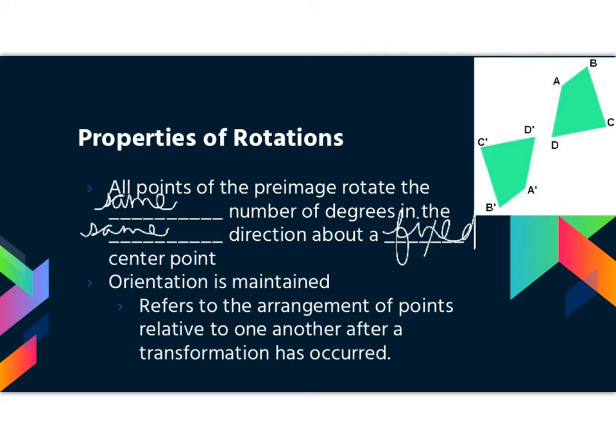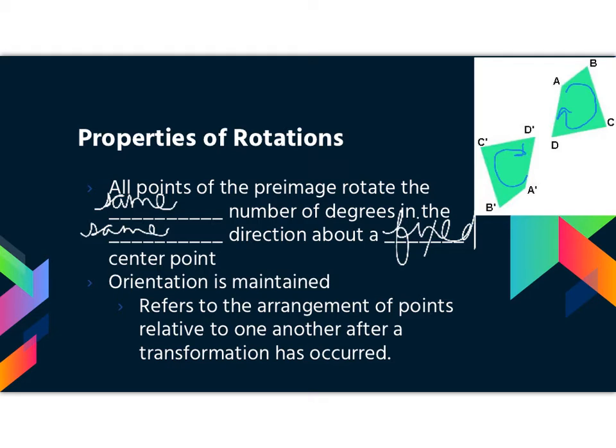So if you look at the example at the top right, you can see that we have 4 points. We have some type of quadrilateral, A, B, C, D. And typically when we're trying to look at the orientation, we just go alphabetically based on the way the points are named. So if we go from A to B to C to D, notice how we're traveling clockwise. So when we look at our image and we go from A prime, B prime, C prime to D prime, we also have an orientation that is clockwise, right?